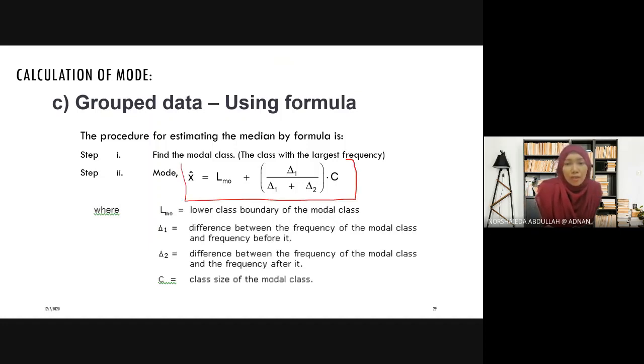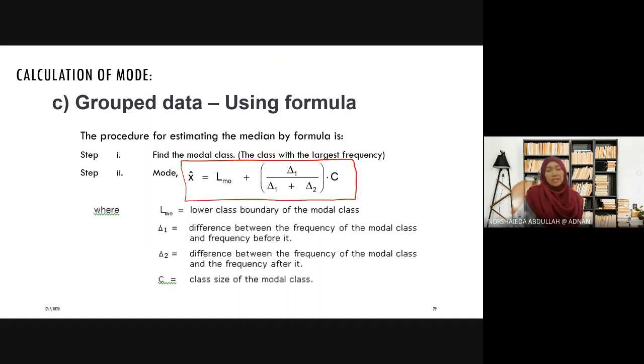No need to memorize, you just need to understand how to use this formula, how to find the values needed in the formula. So there are only 2 steps. Step 1 is first we need to find the modal class. For grouped data we have a few classes.